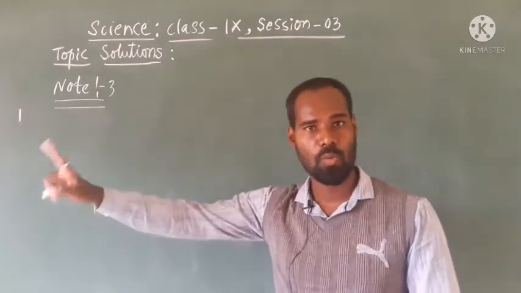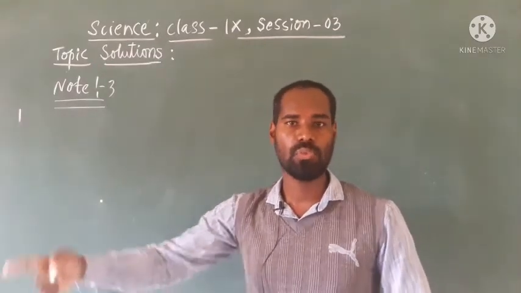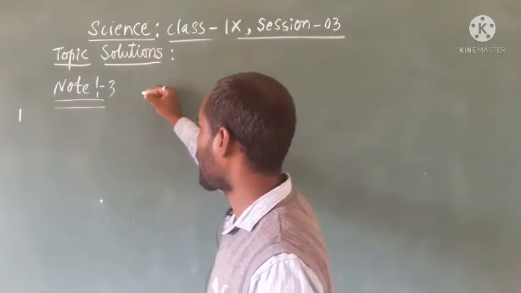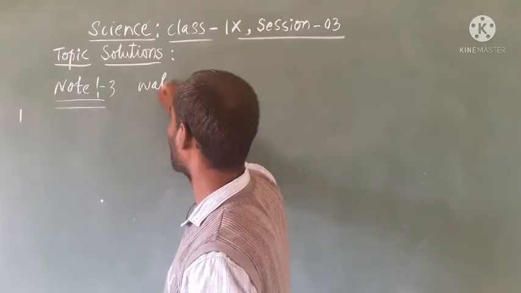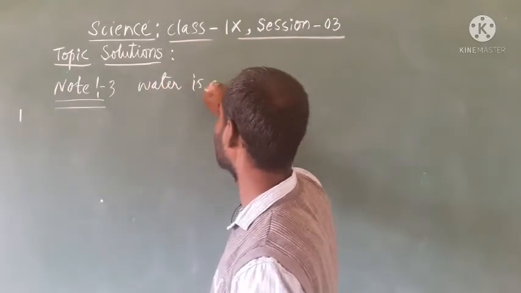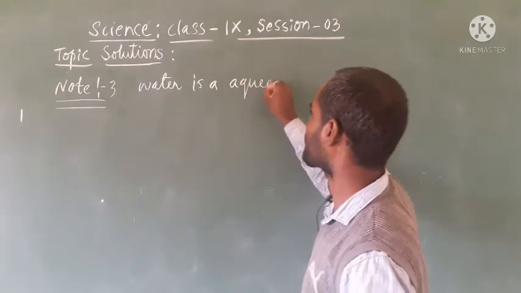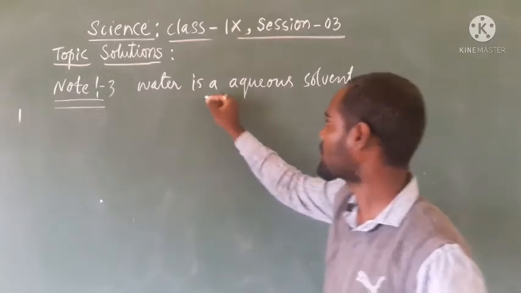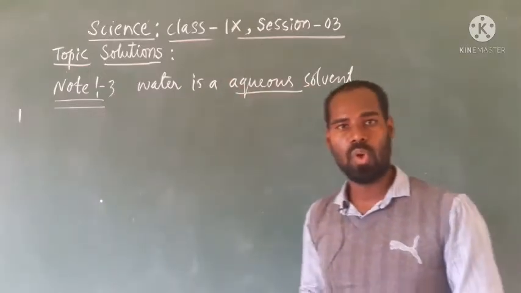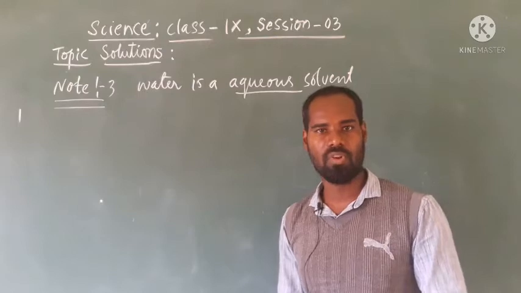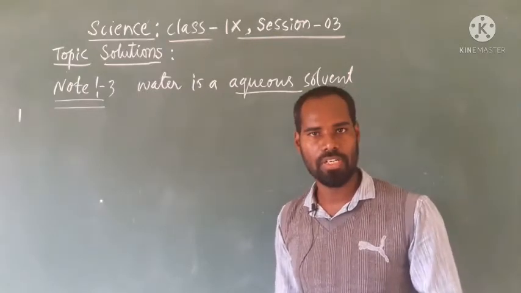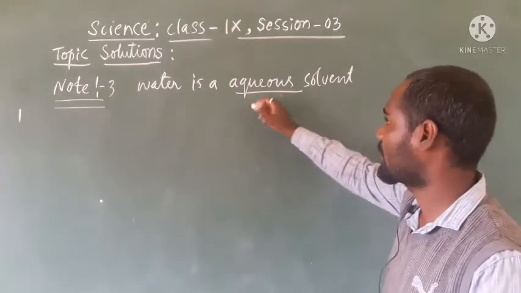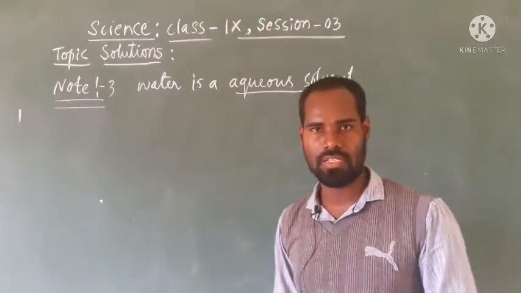As I said, one more point, water is considered as a universal solvent. In the same way, we can say water is an aqueous solvent. It is also called universal solvent or aqueous solvent. Already you know that one more term is there for water, that is aqua. Have you heard it? It's actually one of the words. So from that, aqueous has come. It's very simple to understand.